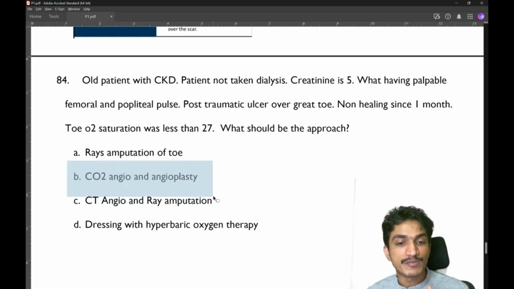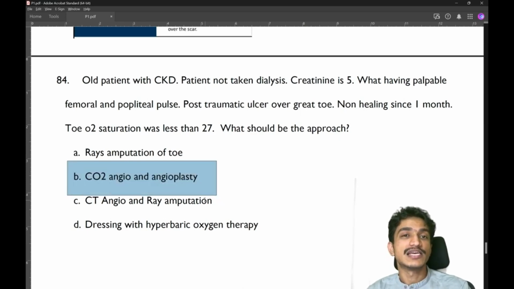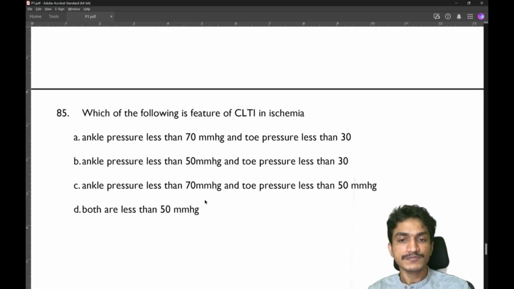So in this scenario, because of this patient's status of CKD, the answer should be a CO2 angiography followed by angioplasty, if at all it is possible. You cannot just do away with dressing without seeing the status of the vessels. What is the status? So in this case, because of the high creatinine, you should go for a CO2 angiography.